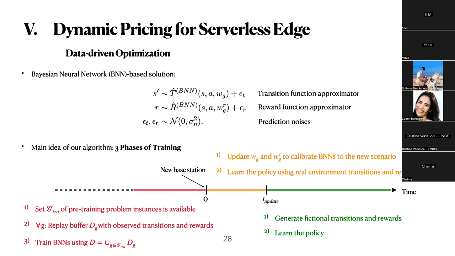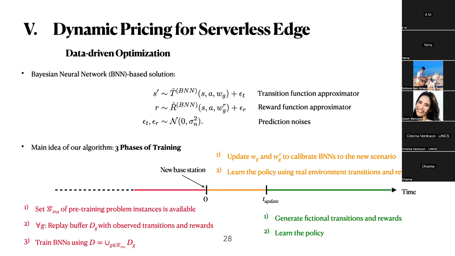Then this will allow us to learn the family of policies. Then for a new base station, so we have a new deployment, from the time we start deploying to a certain time slot, the update, we will have two learning phases in parallel. One is to update the WG and WGR to calibrate the BNNs that we had in the past to the new scenario. And in parallel we learn the policy using the real environment transitions and reward.